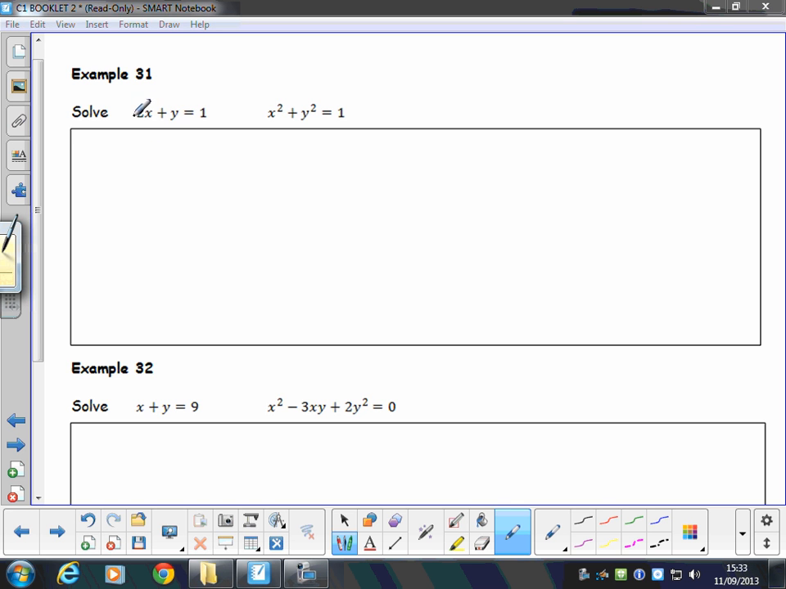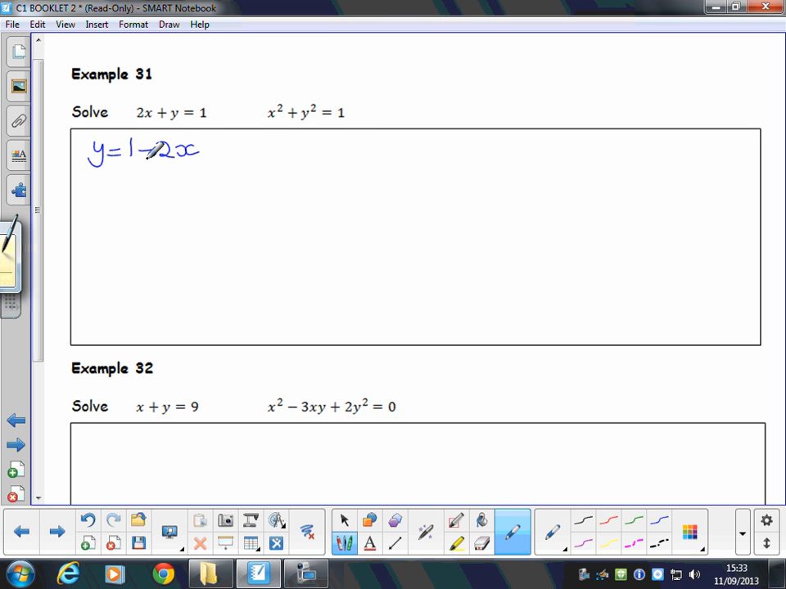So if I look at this, I'm going to rearrange my linear equation because that'll be easier to rearrange to make x or y the subject. I'm going to choose to make y the subject as I think that'll be easier. So if I make y the subject of this equation, I'm going to take this 2x into the other side, so y is going to equal 1 minus 2x.